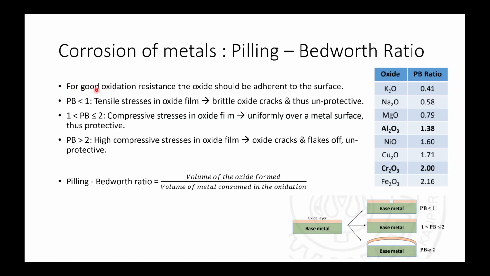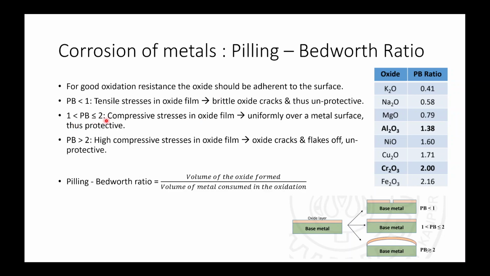For good oxidation resistance, the oxide should be adherent to the surface. If the oxide is formed and it is adherent to the surface, it will be a protective layer. If this ratio is lesser than 1, then there will be tensile stresses in the oxide layer, so it will form like this and it won't be protective anymore because the oxide is brittle.